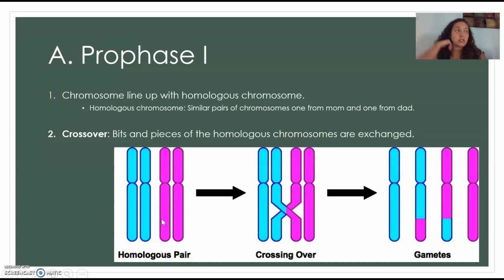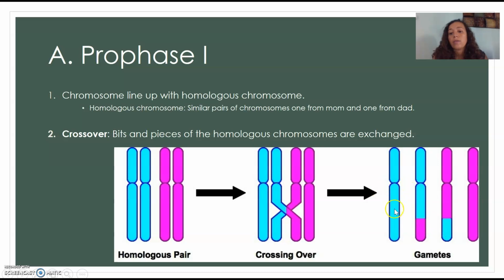So what this does is create an environment for different types of human beings, which gives you more of a chance for survival because you have such an array of people. We'll go over that more in genetics. So they're going to line up together, and then crossing over occurs. Bits and pieces are going to switch over between each other, and the homologous chromosomes are exchanged.